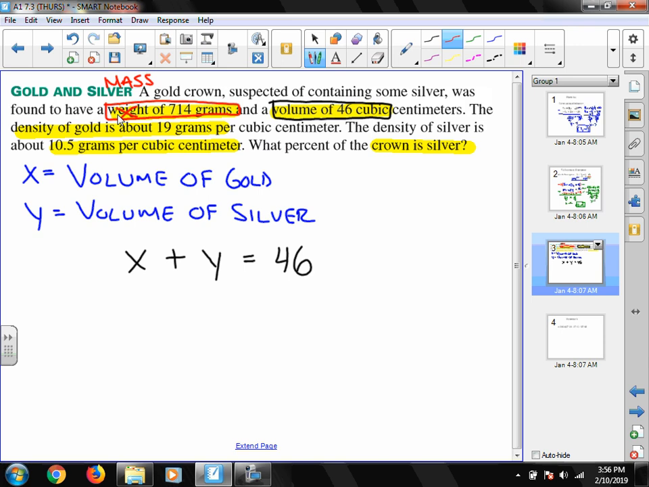But the problem is they tell us the density of gold and the density of silver. I don't know if you guys have worked with density at this point in your science class or not. So density is actually mass divided by volume.